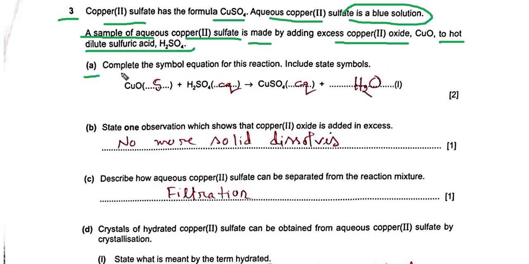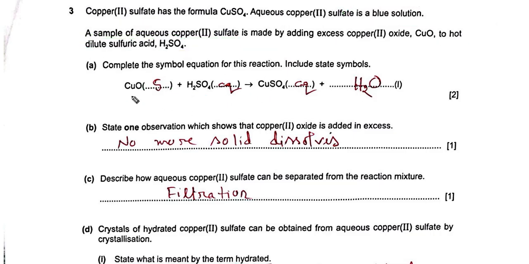Part A. Complete the symbol equation for this reaction. Include state symbols. Copper(II) oxide is solid. Sulfuric acid is aqueous, as dilute means sulfuric acid is mixed with water. So copper(II) oxide reacts with sulfuric acid to produce copper(II) sulfate solution, which is aqueous, and water, which is liquid. This is a neutralization reaction, salt plus water.